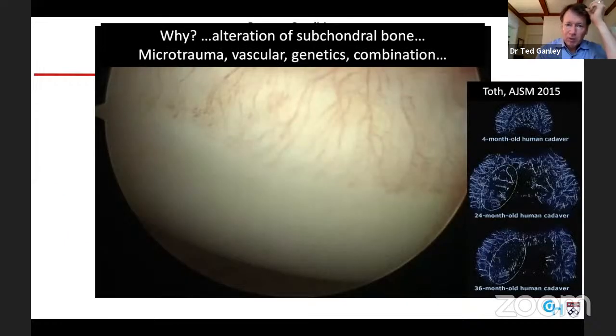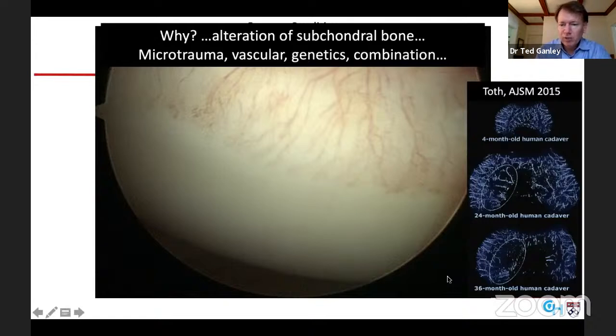So again, the rationale behind this: is it chronic repetitive microtrauma? Is it a vascular phenomenon? Is there a genetic component, some combination of those? And you can see the article to the right. We dissected out some pediatric cadavers and sent those to Minnesota. I credit the hard work of Dr. Kevin Shea for that. I've been a contributor, but he's been the point person for that.